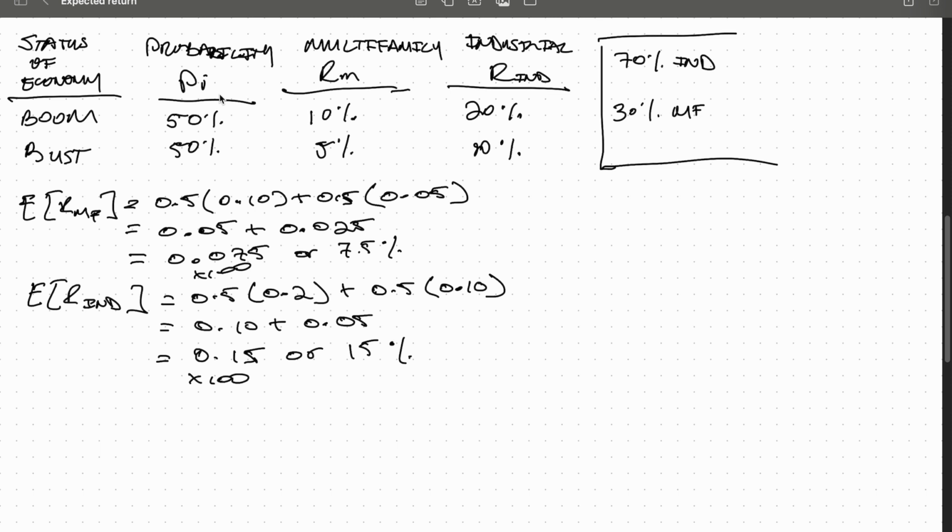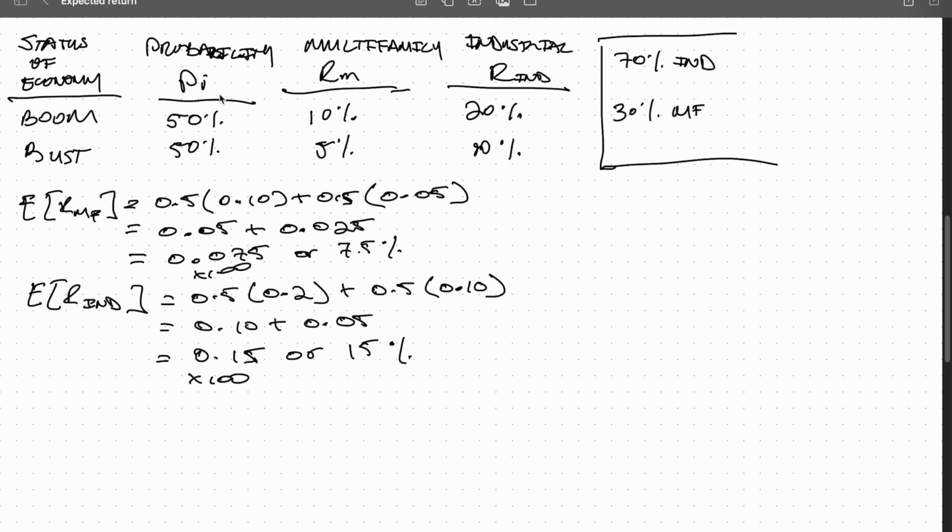Okay, so now we have the individual expected returns of the assets in our portfolio. Now let's take a look at what the expected return of the portfolio would be, given that we're investing that 70-30 split on each of the assets that we have.